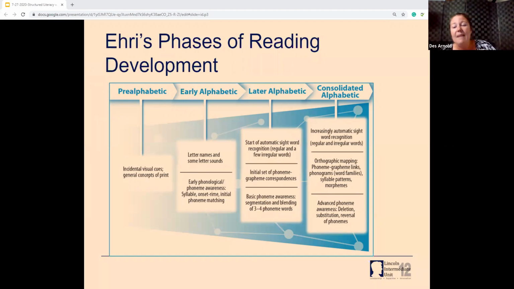So we think a lot of times of phonological awareness and phonemic awareness as early literacy skills, but they're actually skills that are used way into 2nd and 3rd grade. And for example, when we talk about reversal of phonemes, it can become tricky if I said cat, now say cat backwards. You might have to think about that for a little bit. It's a more advanced phoneme skill than counting how many phonemes are in the word cat.